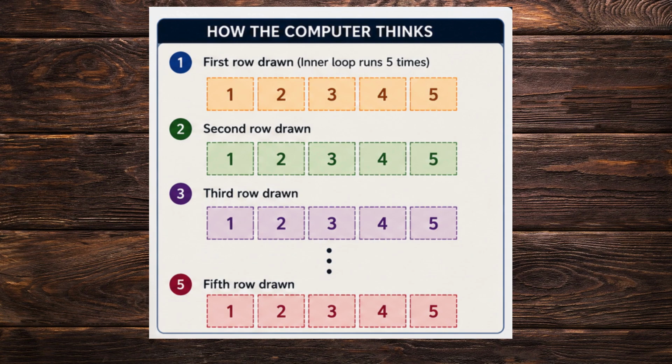Not really. A computer doesn't think about the problem the way we do. It follows instructions step by step. So we can tell it, draw row 1, then row 2, then row 3, and so on. But wait, do we really have to write the same instruction again and again? No, that's where a loop comes in. We can simply say, draw this row and repeat it 5 times. That is a loop. And when we have one loop inside another loop, we call it a nested loop.